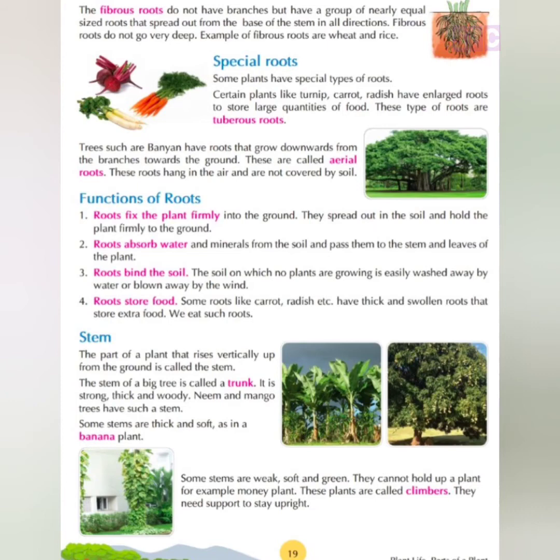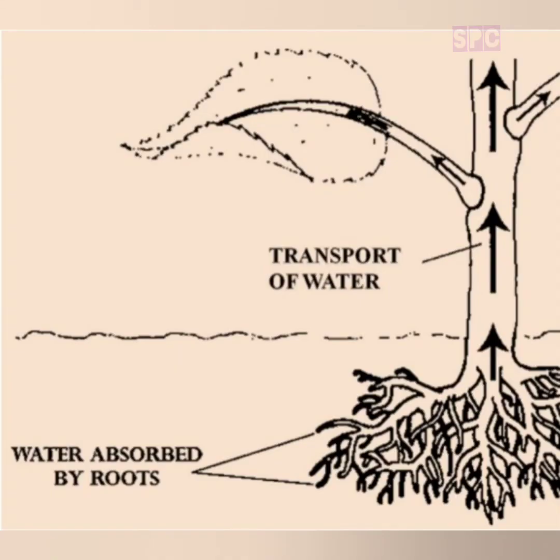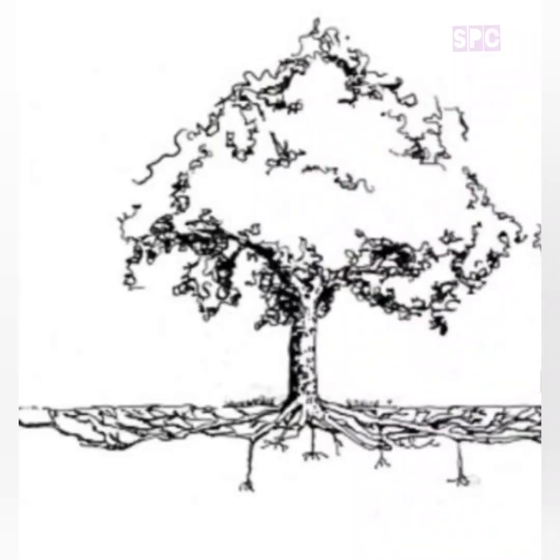We eat such roots. So, children, the main function of the root is to absorb water and minerals from the soil and transport it to the shoot system. Roots help in keeping the plant upright as they hold the soil tightly. By doing so, they also help in preventing soil erosion.